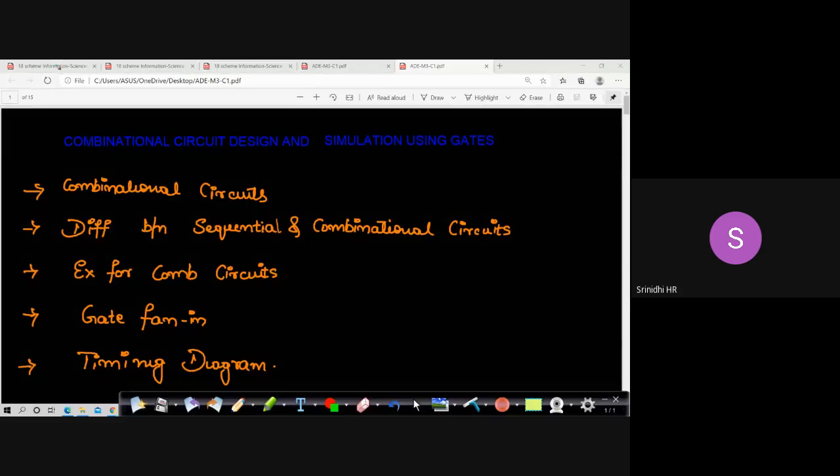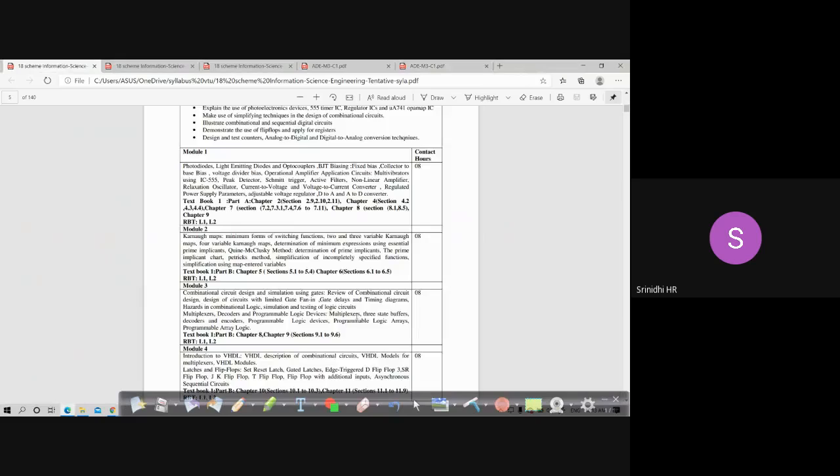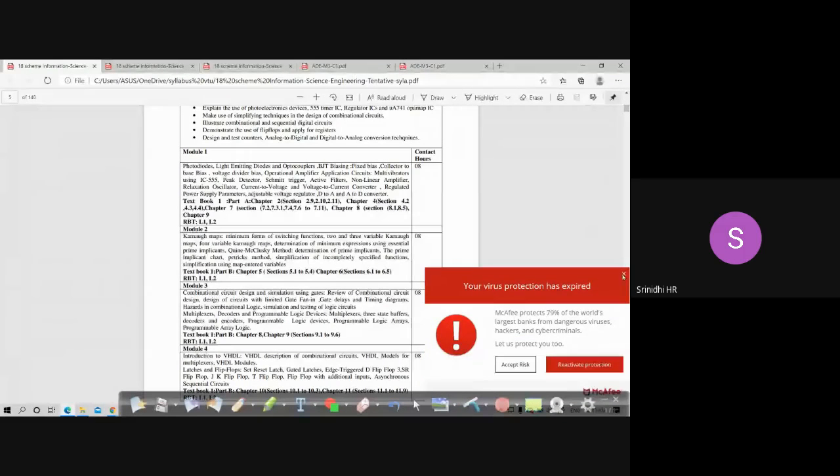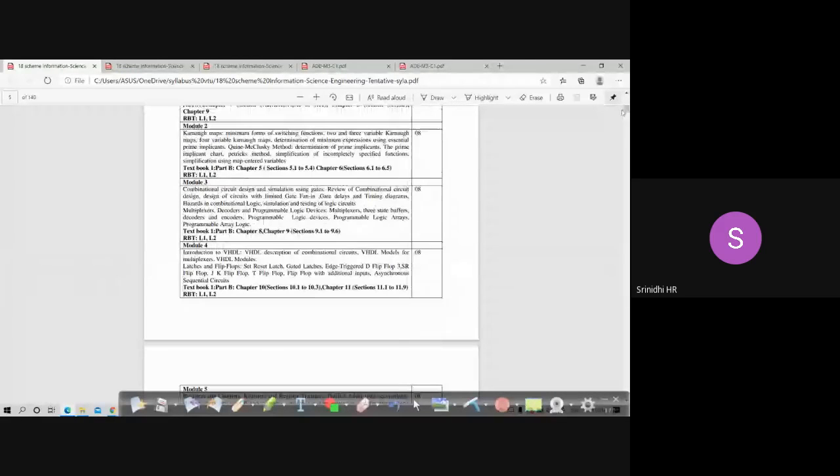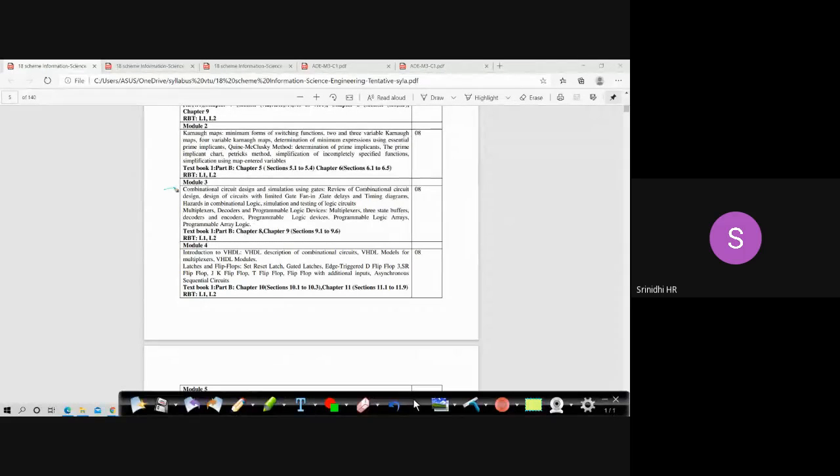So, in this session, we'll be starting the third module. Let us quickly go through the syllabus of the third module. In the third module, we have the concept of combinational circuits. In this whole module, we'll be learning what a combinational circuit actually is, and examples of combinational circuits.